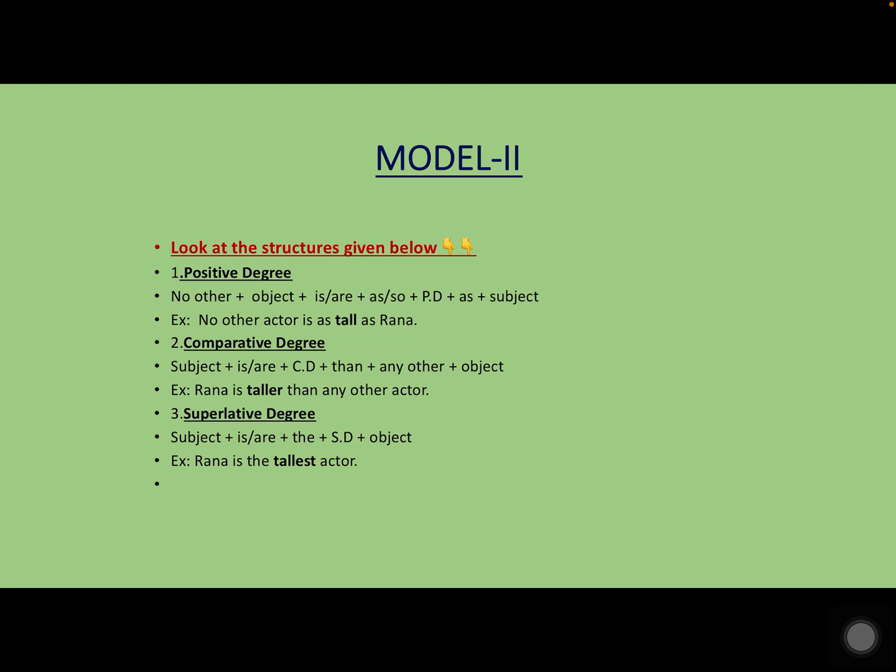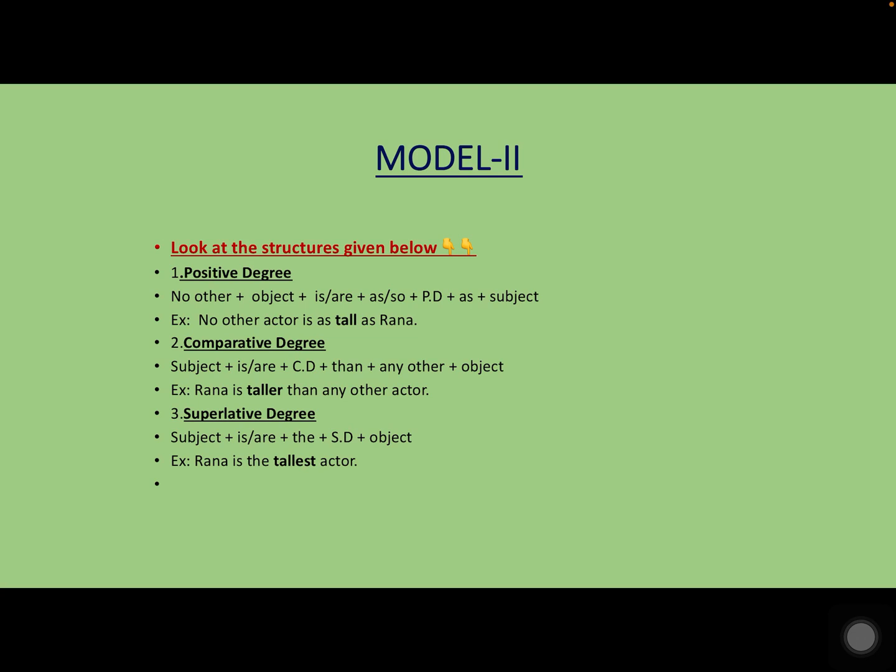Now, Rana is, and you have to add the comparative degree of the adjective. What is the comparative degree? Taller. And add "than" and "any other." Remember, you have to add "any other." Whenever in positive degree it starts with "no other," in comparative degree you have to add "any other." Okay, any other plus the object, that is the actor. Understood? This is the structure you have to follow.